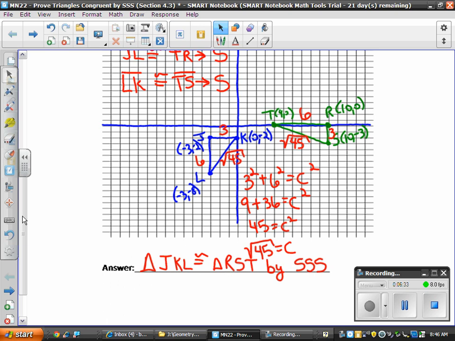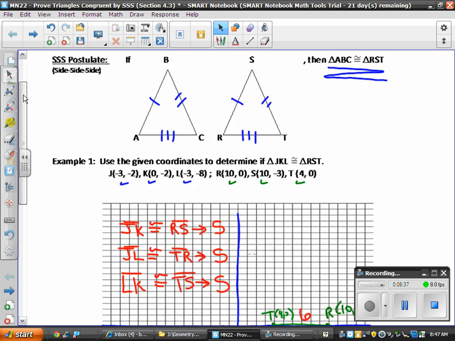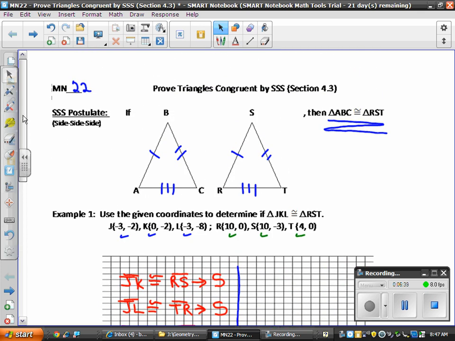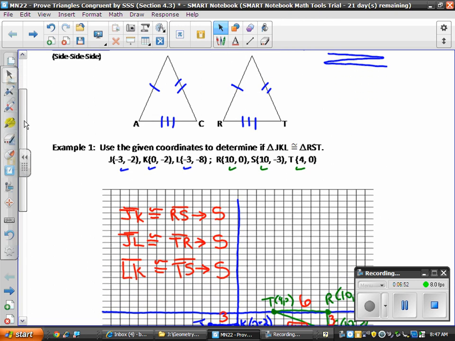So that really is it when it comes to this section. And really, I can't stress how much easier it is to prove triangles are congruent by not showing all corresponding angles and sides are congruent, but in this case, to cut the work in half and just show that the sides are congruent, and then you can say the triangles are congruent.